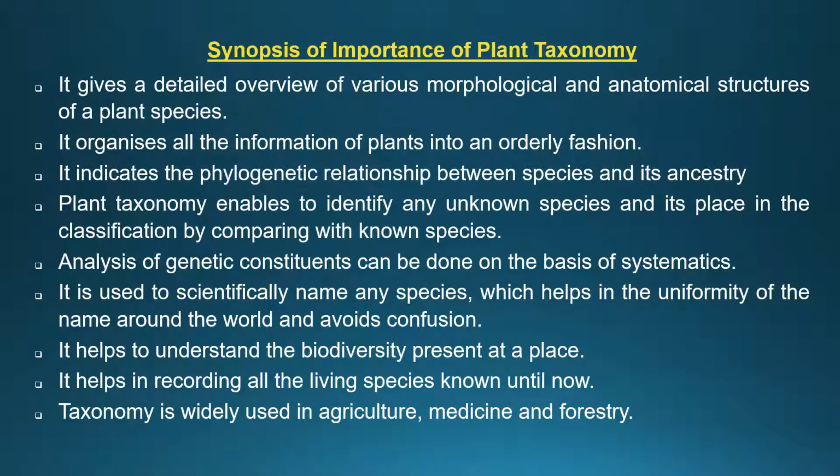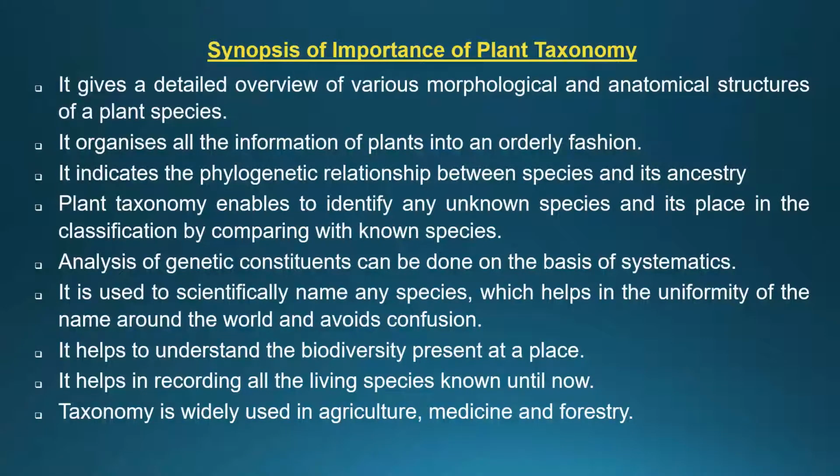Synopsis of importance of plant taxonomy. Now, from all the discussions about the importance of taxonomy, we come to the conclusion that taxonomy gives a detailed overview of various morphological and anatomical structures of a plant species. It organizes all the information of plants into an orderly fashion. It indicates the phylogenetic relationship between species and its ancestry. Plant taxonomy enables us to identify any unknown species and its place in the classification by comparing with known species.